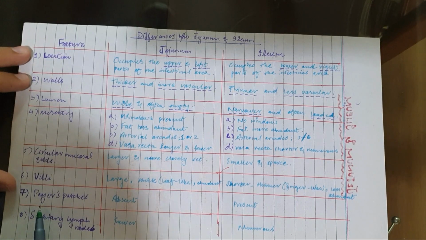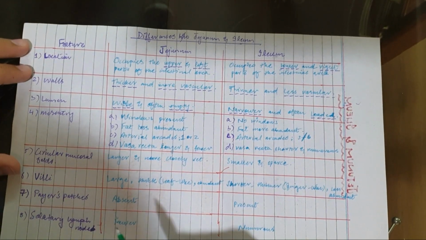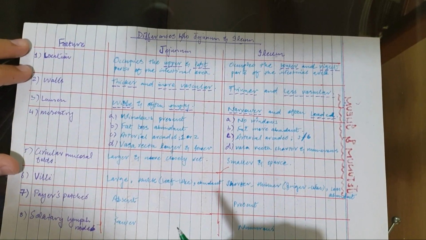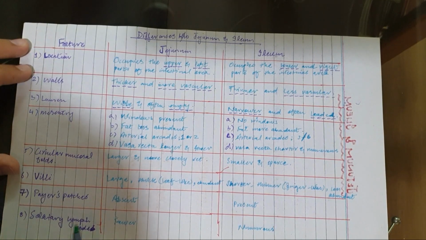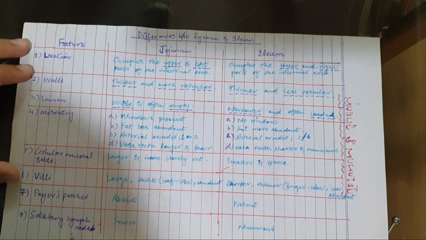Now, what are Peyer's patches? Peyer's patches are basically lymphatic nodules. What is their function? They maintain the bacterial flora present in the intestines and regulate their number. They are absent in the jejunum, whereas they are present in the ileum. Now talking about the solitary lymph nodes, they are fewer in the jejunum and numerous in the ileum. Similarly, the Peyer's patches were present in the ileum, so the lymph nodules are numerous in the ileum.